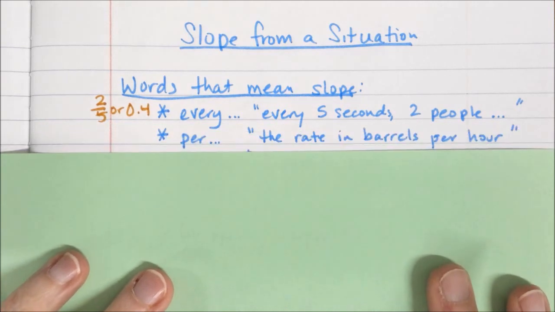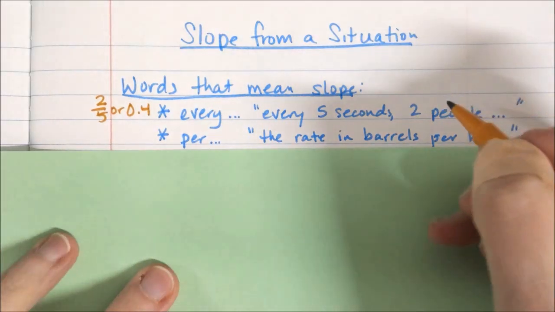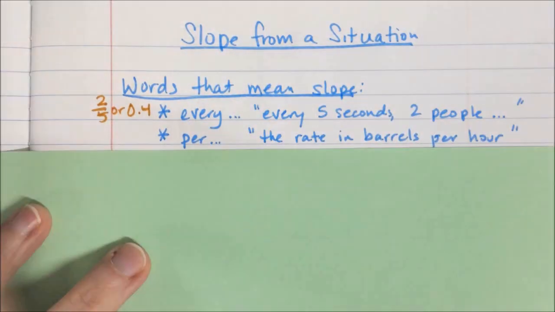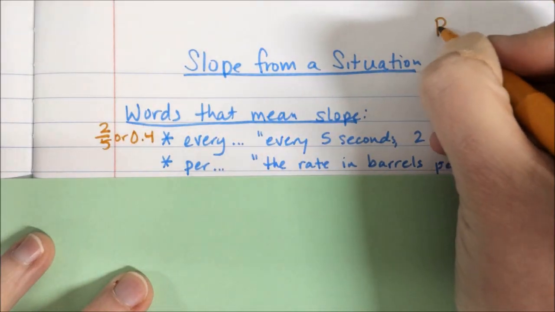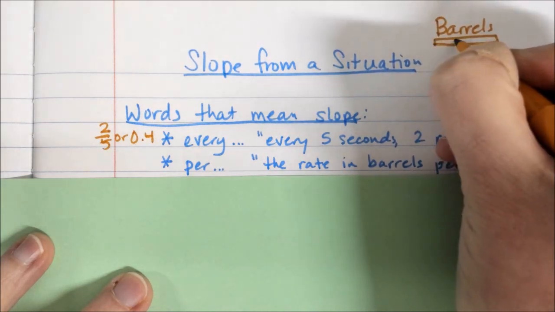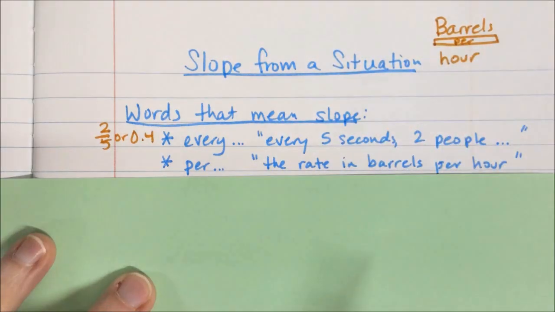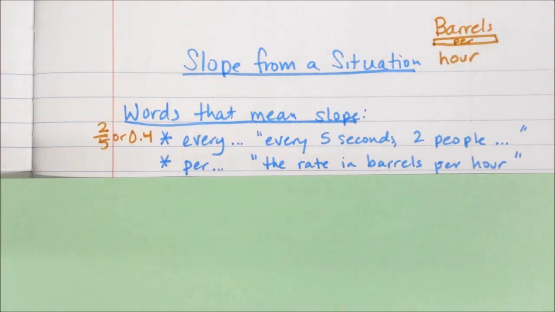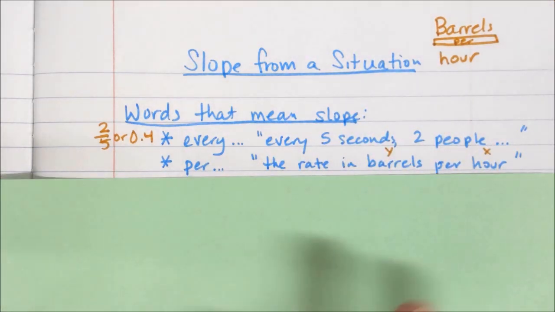Another one that we might see is "per." So for example, the rate in barrels per hour. Think about it like this: I would think of this as a fraction, barrels over hour, and per is the fraction bar. So the per tells me that I'm dividing the first one by the second one. That's my rate, my y depends on x, my y per x. So this is my y, and that's going to be my x, barrels per hour.